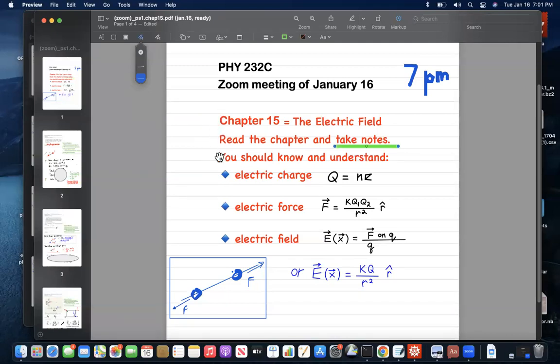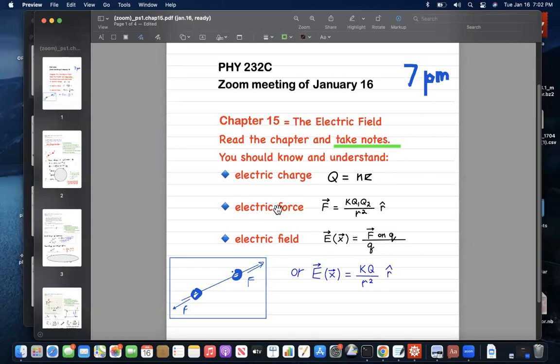So for chapter 15, you need to understand electric charge. So, this is something you might have taken a note on. What does that equation mean? Well, it means that all charges are integer multiples of a fundamental charge, which we call E. E could be considered to be the proton charge, or it could be considered to be the negative of the electron charge. Electron charges are negative, so minus E, negative E, would be the electron charge.